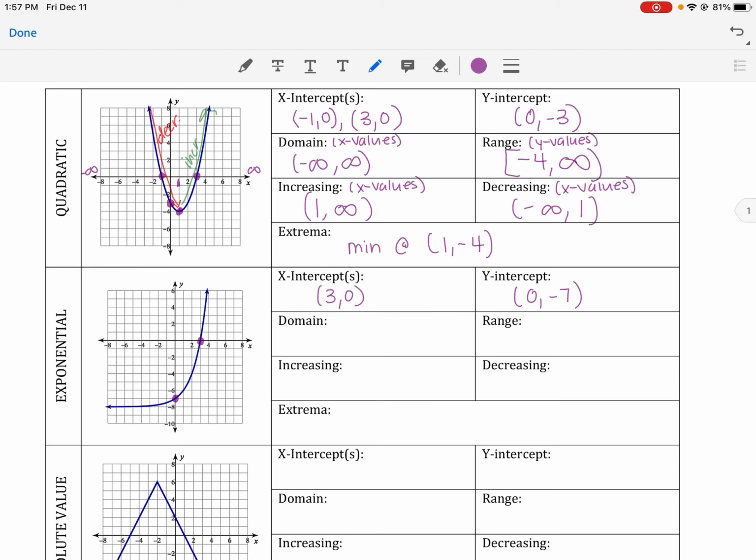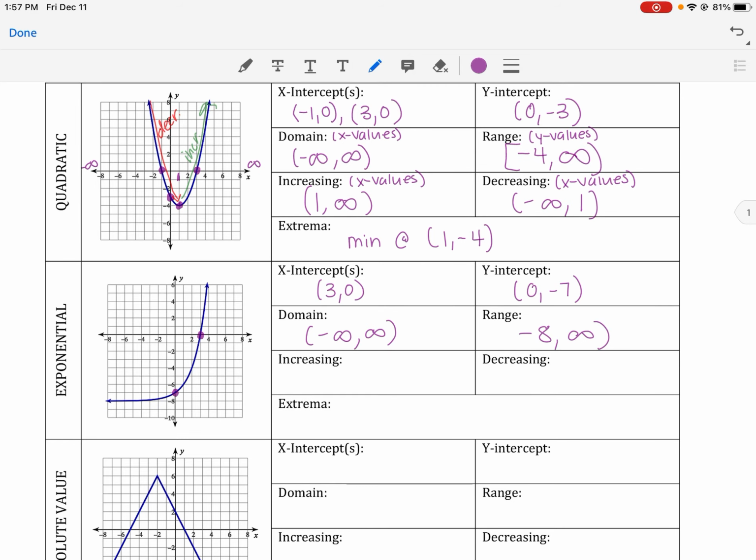The domain is how far left. If you look at the left side of that graph, it keeps going left and left, so that's -infinity. Then how far right: it goes up and to the right and never stops, so it goes all the way to positive infinity. Range is how low to how high. You'll notice this part of the graph is lowest, and it's at the number -8. So -8 is the lowest, and it keeps going up to infinity. In this case, the -8 actually gets a parenthesis because we never actually touched -8.